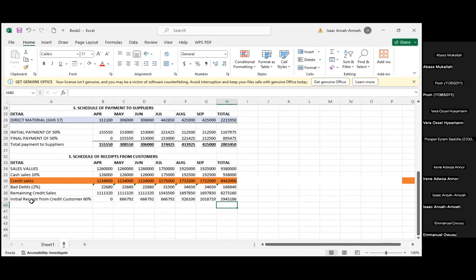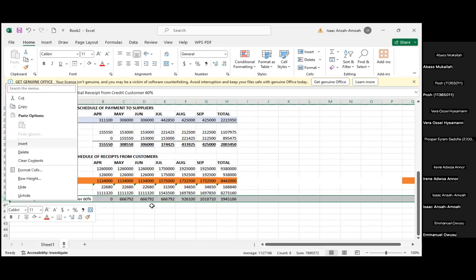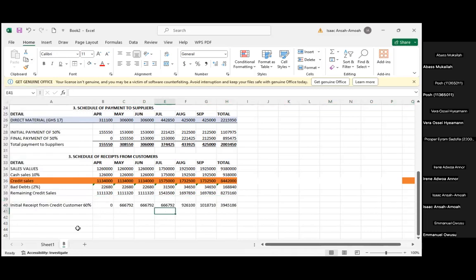So initial receipt of 60% from credit customers is this. Okay. Let me try to separate these two figures. Otherwise, you would be confusing ourselves with the working. Okay, great. So what will be the final receipt?